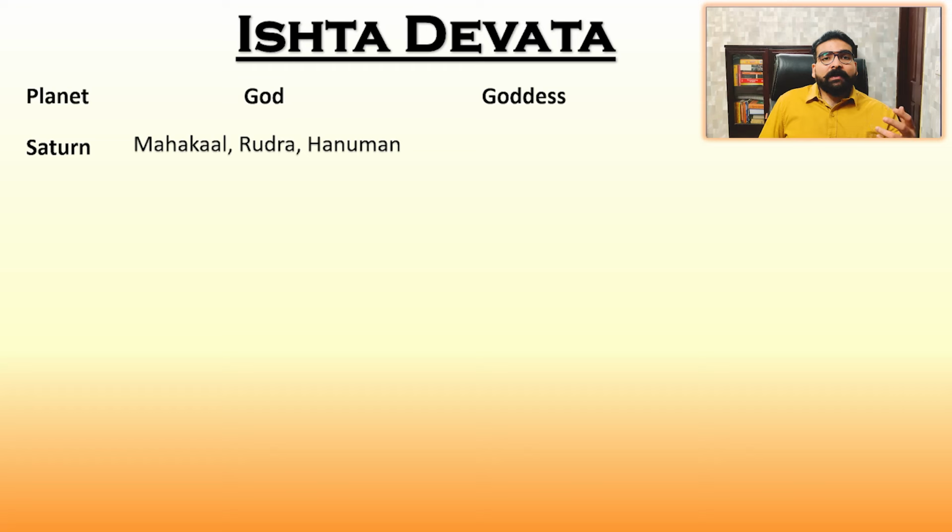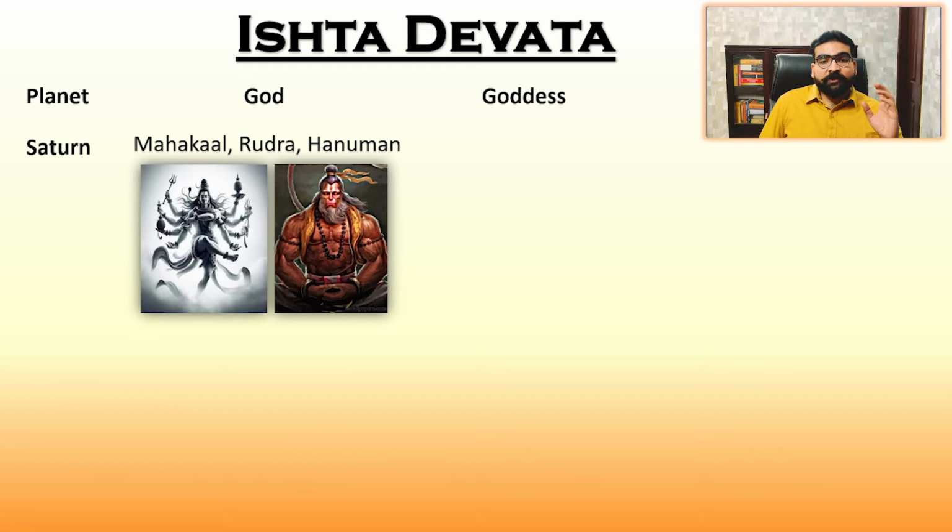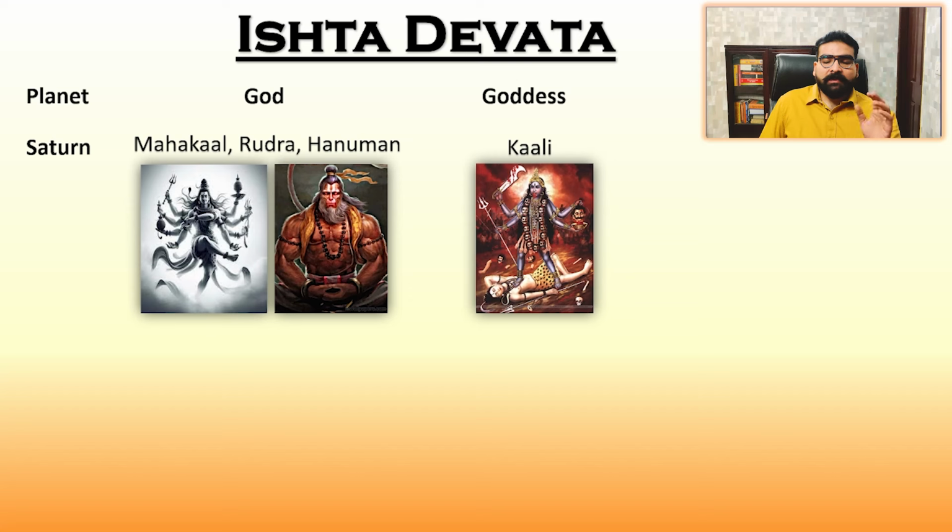Now Saturn, if you look at the male masculine aspect, then it is Mahakala, Rudra and Hanuman. So Shiva in the form of Mahakala, who is beyond time, who eats time. Rudra and Hanuman. Hanuman is also the Rudra avatar. The goddess is Ma Kali. Kali is the main goddess for Saturn.